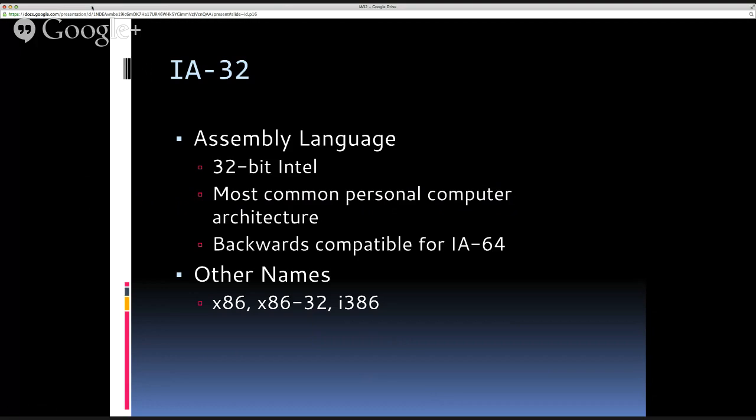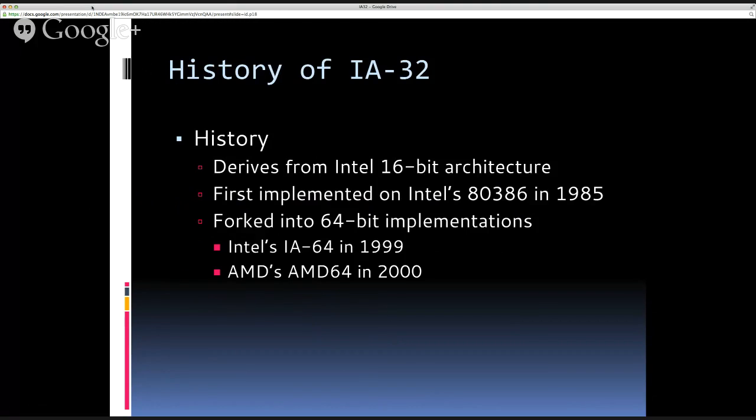A few other names, if you're new to this architecture, you'll hear this referred to as x86 or i386, but it's all referring to the same architecture family. So, brief history. This has been around for a long time. 1985 is when the 386 was introduced, and it was the first architecture in this family.